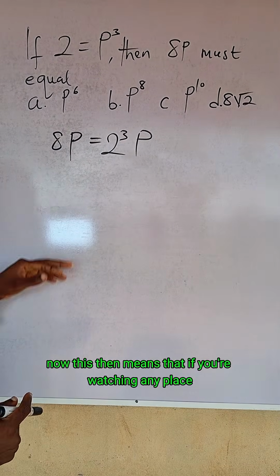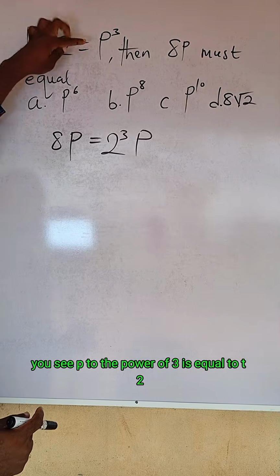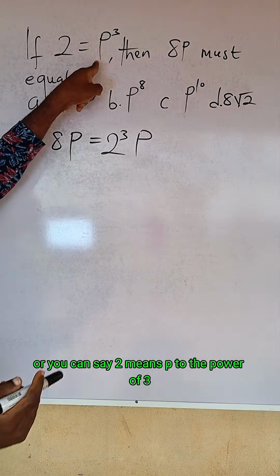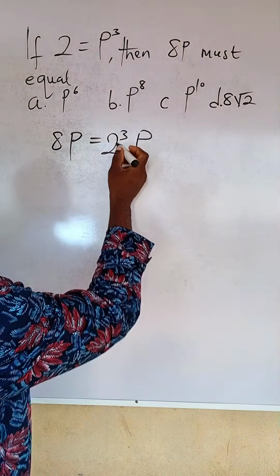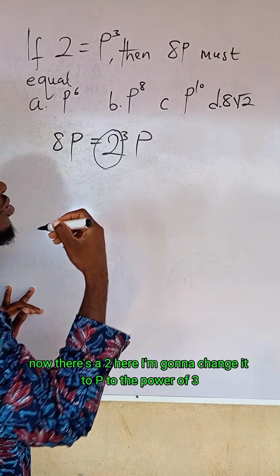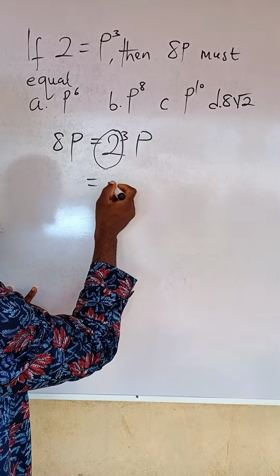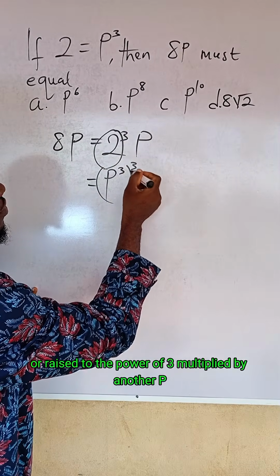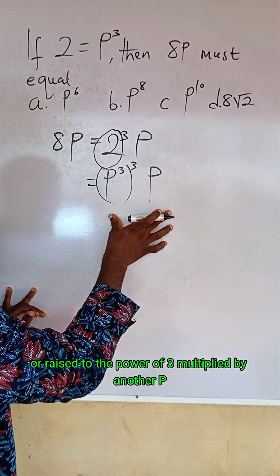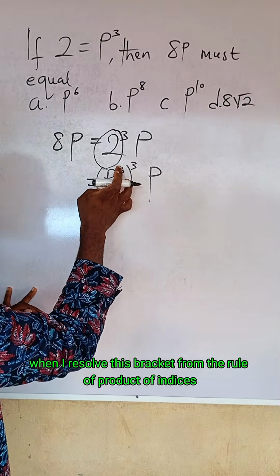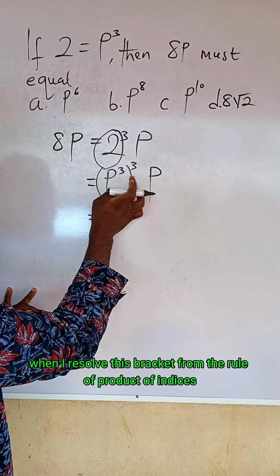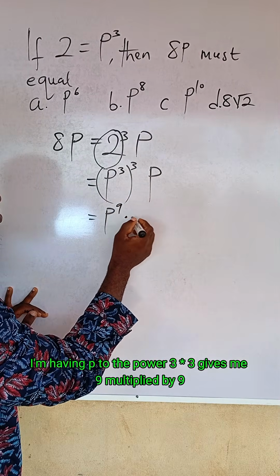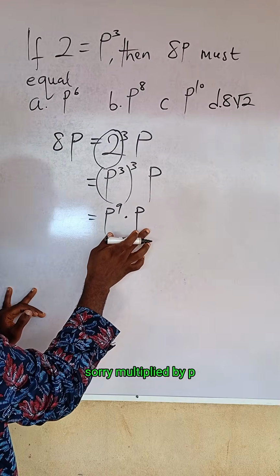Now this then means that anywhere you see p to the power of 3 is equal to 2, or you can say 2 means p to the power of 3, right? Now there's a 2 here. I'm going to change it to p to the power of 3. So this becomes p to the power of 3, raised to the power of 3, multiplied by another p. When I resolve this bracket from the rule of product of indices, I'm having p to the power of 3 times 3 gives me 9 multiplied by p.